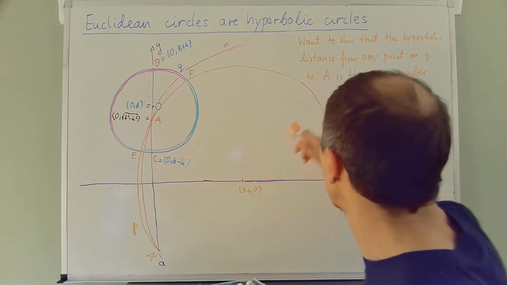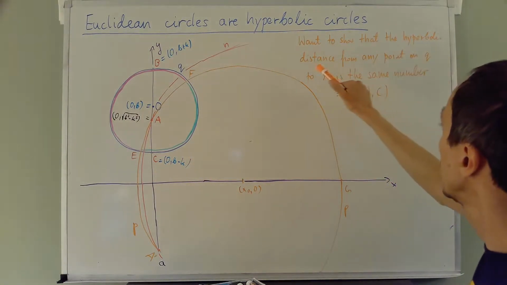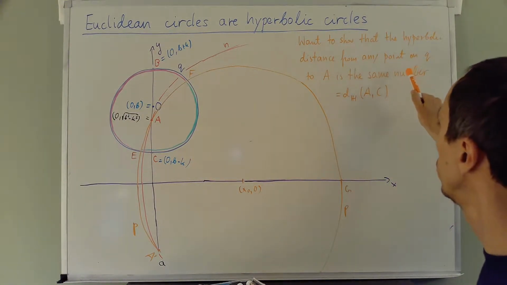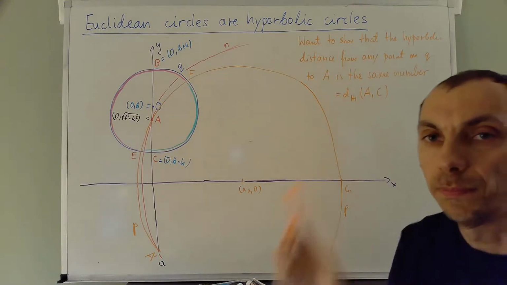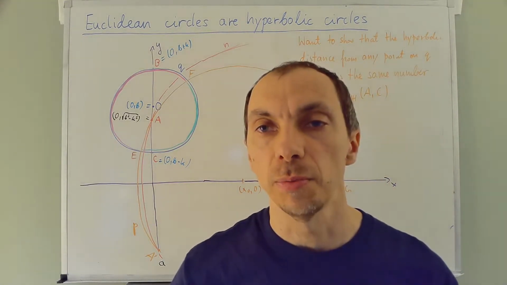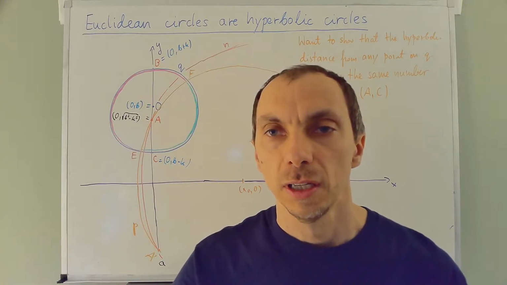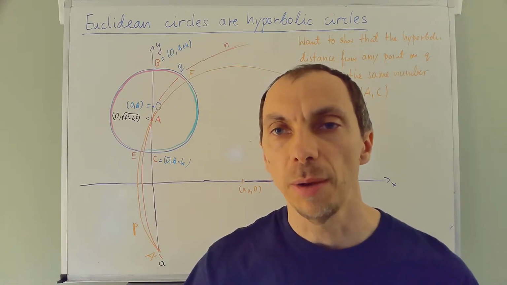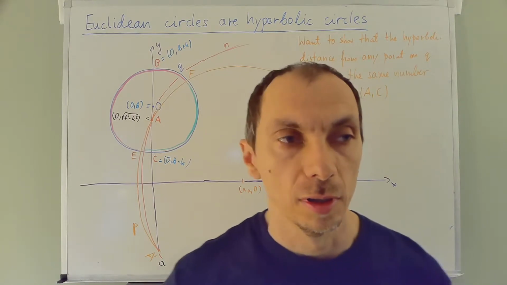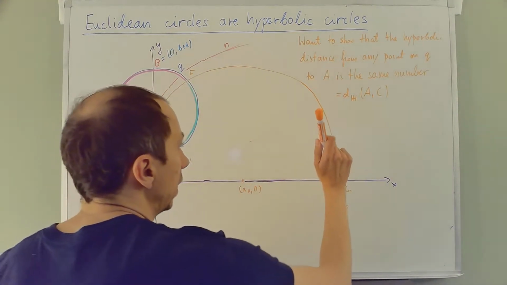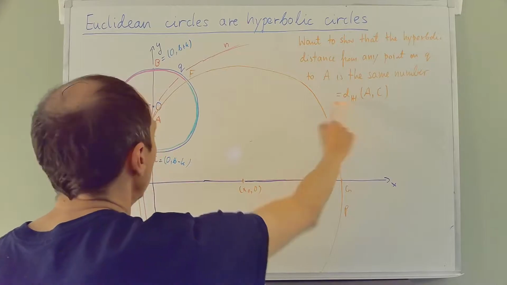We're trying to show that the hyperbolic distance from any point on Q to A is the same number. That will show that Q is a hyperbolic circle. If the distance from any point on Q to its alleged center is the same number, then that means it is a circle. And I'm telling you exactly what the number is. It's the distance from A to C.